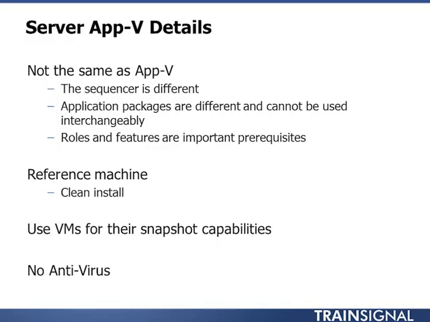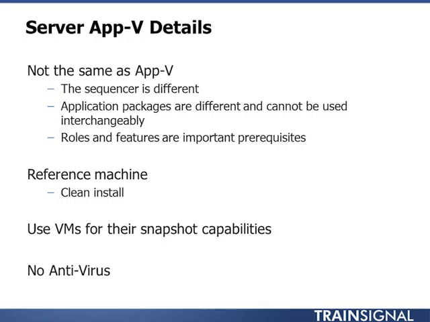In order for us to be able to work with a sequencer, and anytime you're packaging applications, and this applies whether it's AppV or server AppV, you need something called a reference machine. A reference machine is a clean install of an operating system. If you were using regular AppV, then you would install all the operating system, hotfixes, patches, service packs, whatever you need before you start sequencing. In the case of server AppV, the reference machine is going to be installed, you're going to apply whatever you need to apply to it, but you're also going to enable all the roles and features that the application that you need to sequence requires. So all of the prerequisites that the application needs have to be put into place. That reference machine is called a clean install.